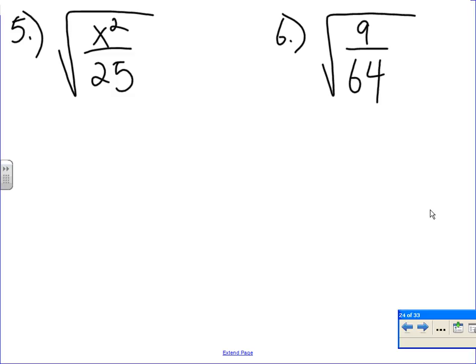Remember, if they're split up, multiply them first, and then find a perfect square that goes into them. This one, leave as a fraction, remember, because you're dividing. It's like square root of 9 over square root of 64. Square root of x squared over square root of 25.